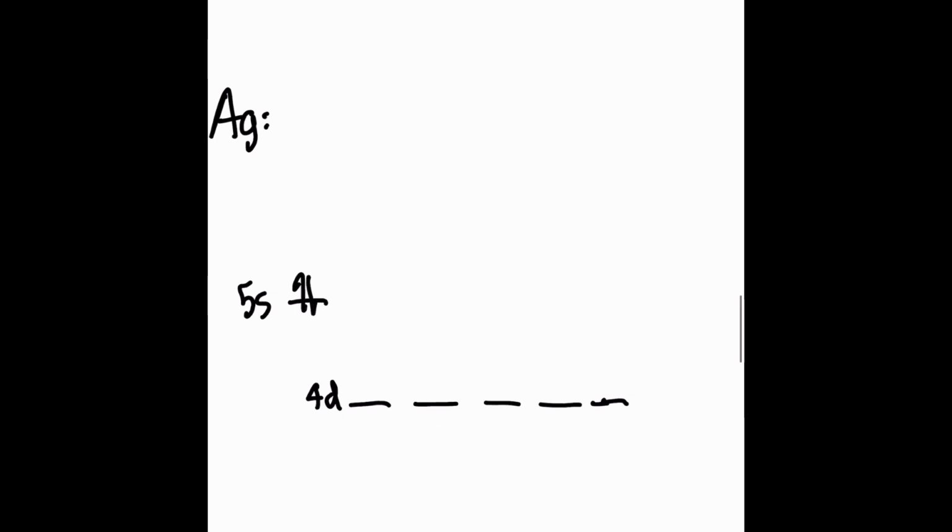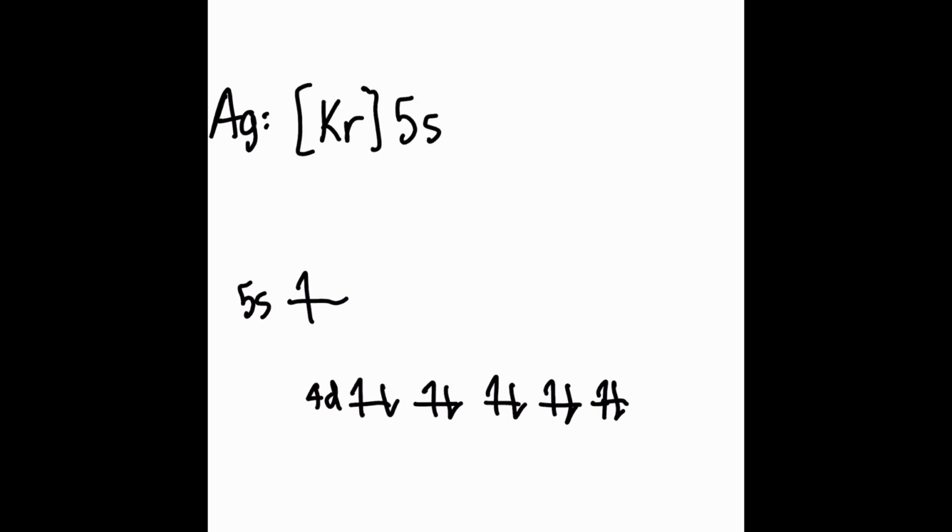Our silver looks like this right now. 5s, 1, 2, 3, 4, 5, 4d. It looks like a completely filled 5s, and then 1, 2, 3, 4, 5, 6, 7, 8, 9. But it also wants to be more stable, having a full D block, so it's actually going to take, once again, one of those electrons from our 5s and give it to the 4d. So silver is going to look like bracket krypton, 5s1, 4d10.